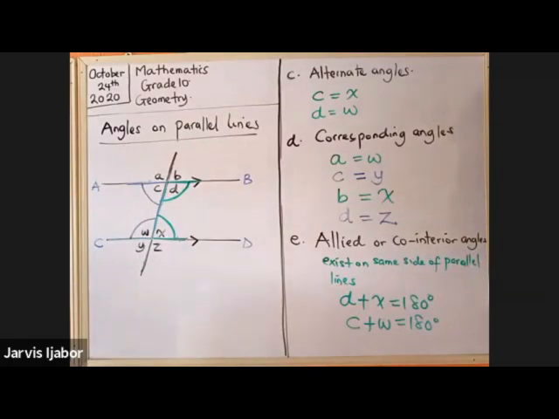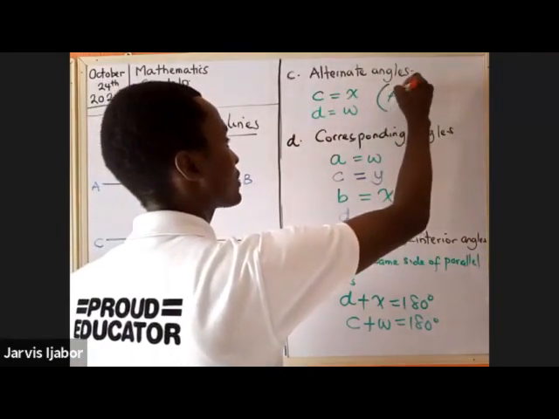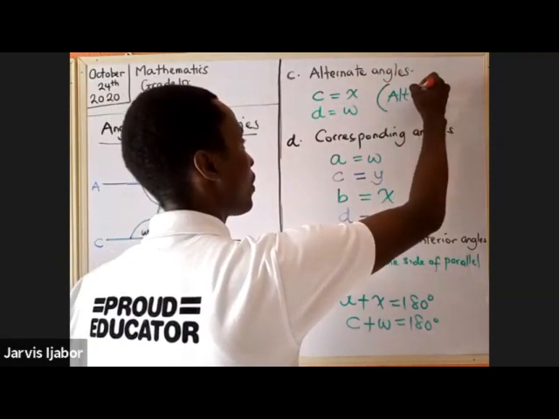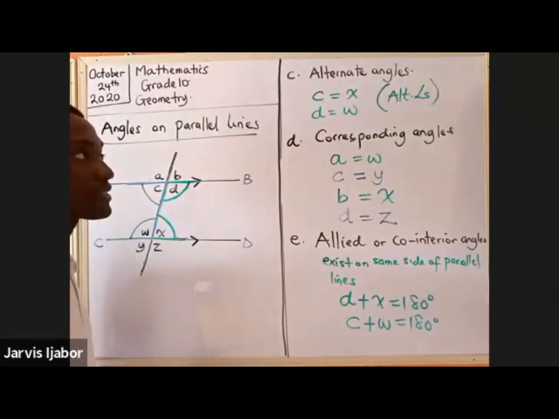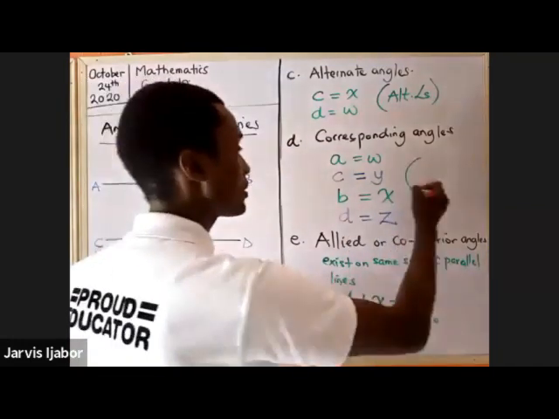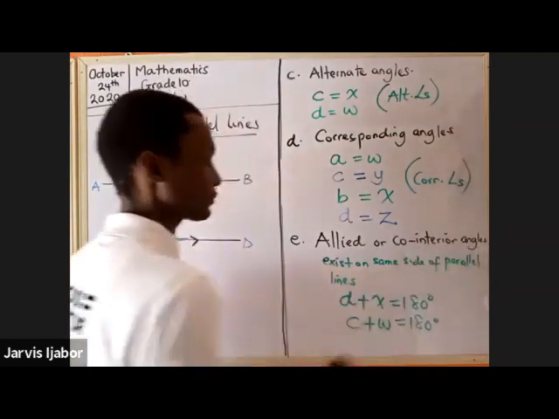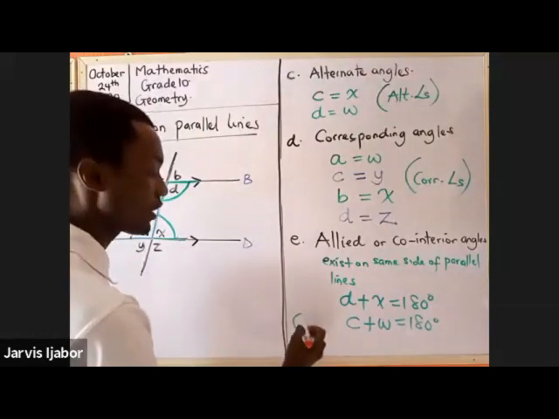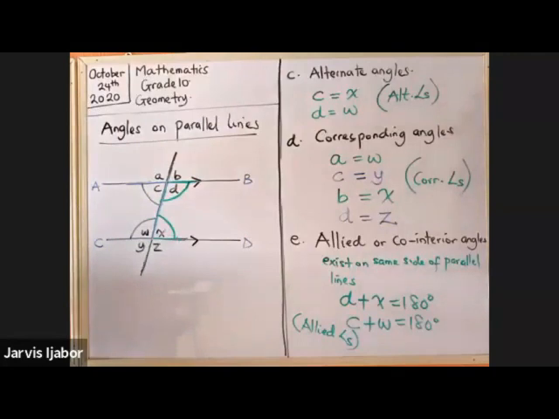Now there's something I did not mention when I was talking about this. The short icon for this is alt angles. So alternate angles are the shortcuts for that. When we start solving more problems, I'll give better narrative for that. Now this one is core angles. And this one is allied angles. So those are the relevant shortcuts for that.